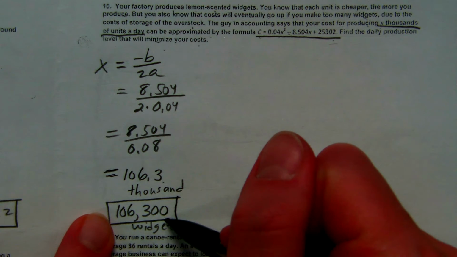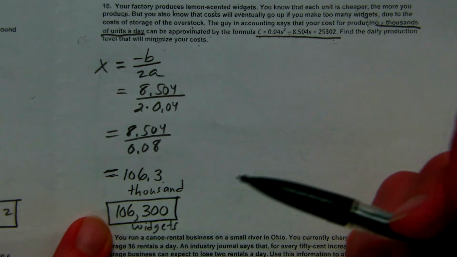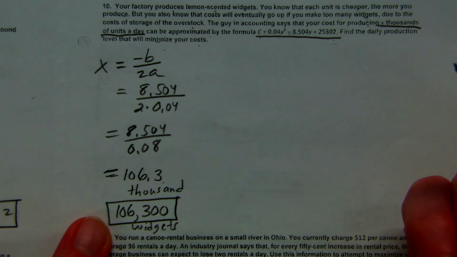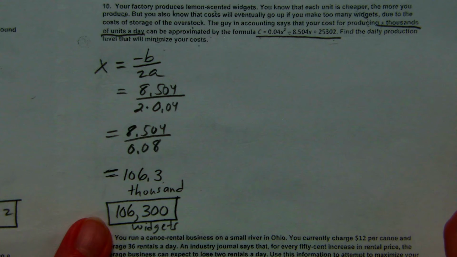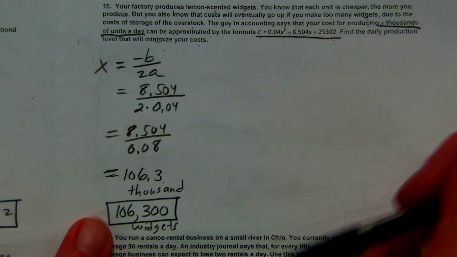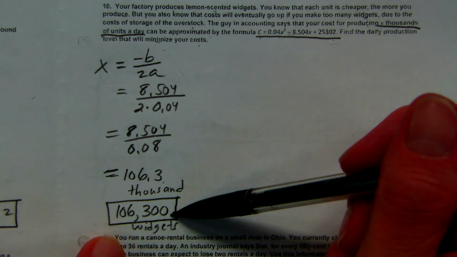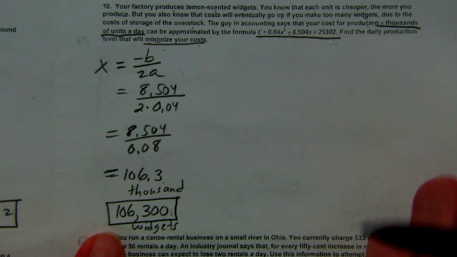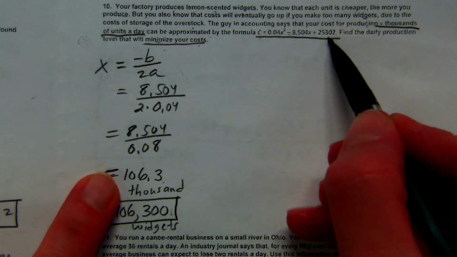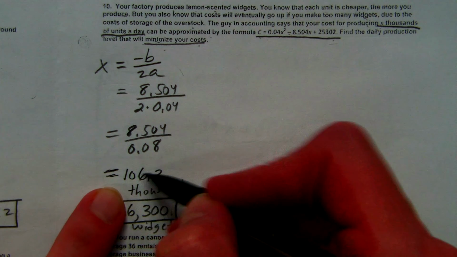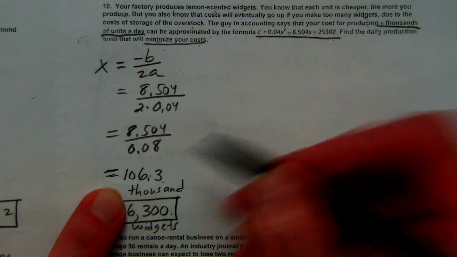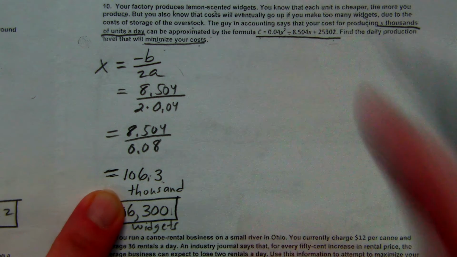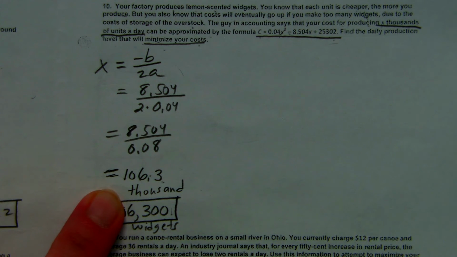Okay, so this is the magic number that's going to give you the maximum amount of widgets that you should purchase. Okay, now, it doesn't ask for this. Oh, I'm sorry, it's not maximizing cost, it's minimizing your costs. We're trying to minimize costs, but it's still the vertex. And then, if we want to know what our costs are going to be, we could put this 106.3 back into this equation.